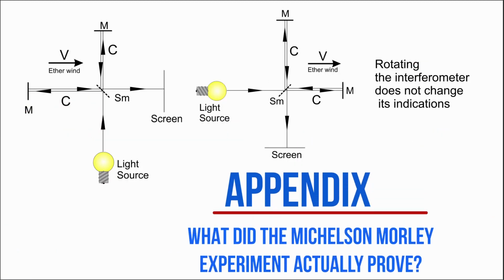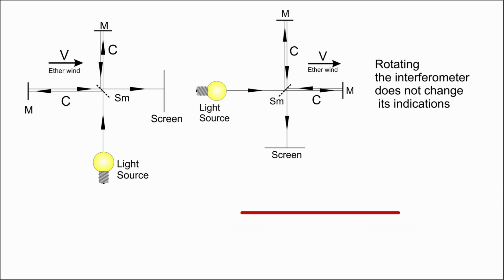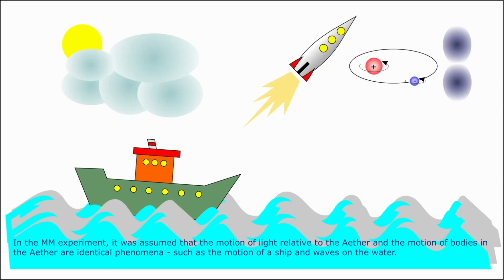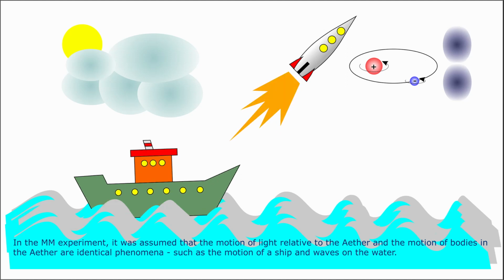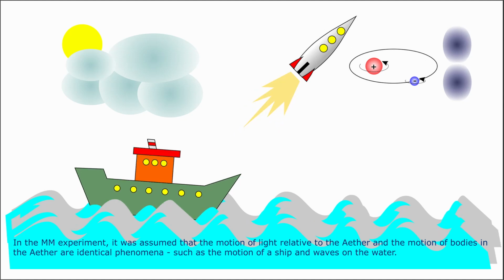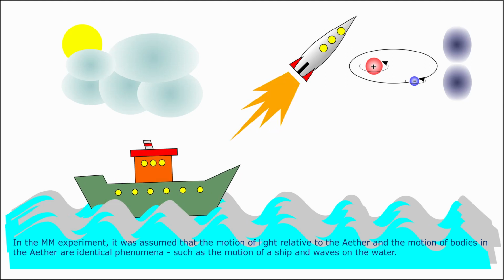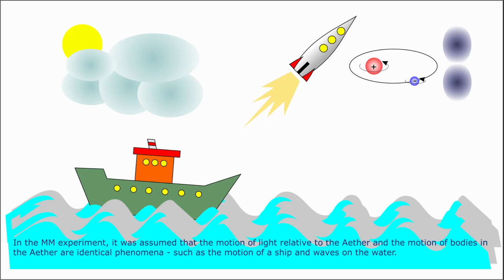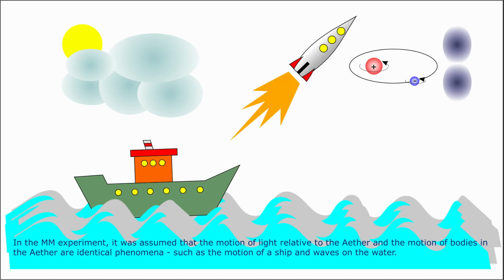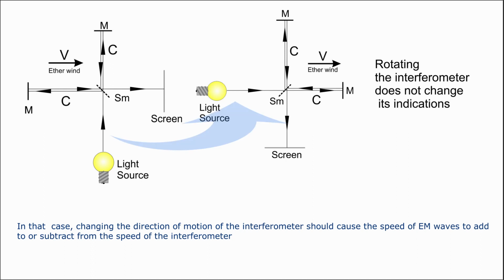Appendix. What did the Michelson-Morley experiment actually prove? In the Michelson-Morley experiment, it was assumed that the motion of light relative to the ether and the motion of bodies in the ether are identical phenomena, such as the motion of a ship and waves on the water. In that case, changing the direction of motion of the interferometer should cause the speed of EM waves to add to or subtract from the speed of the interferometer.